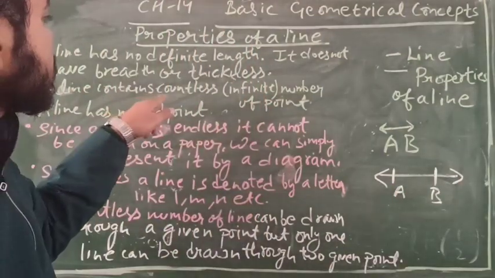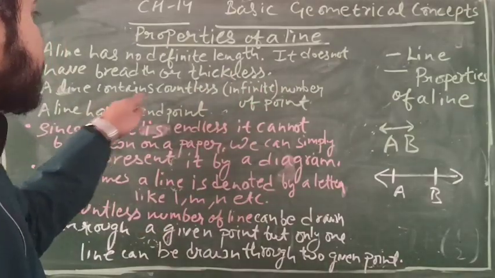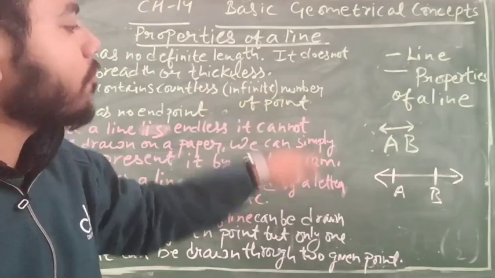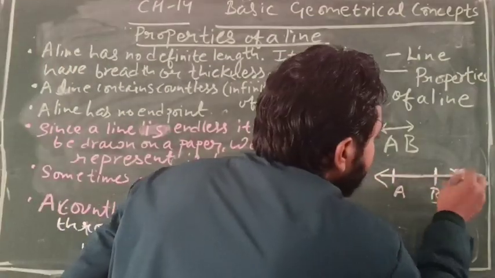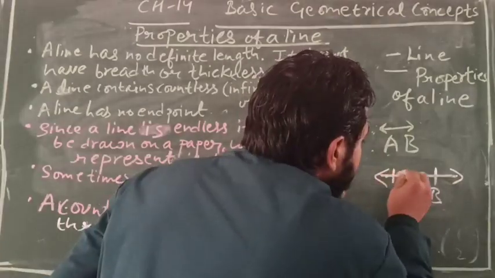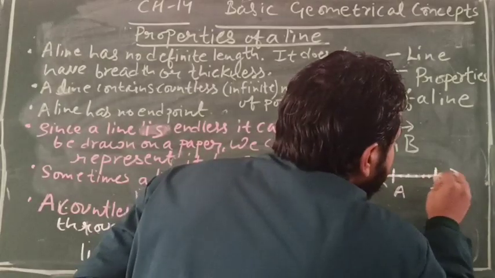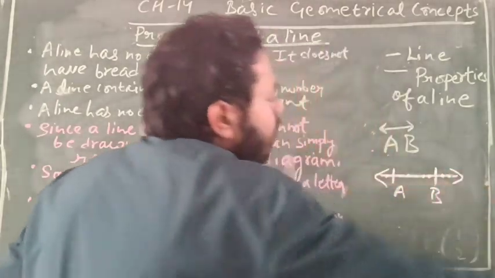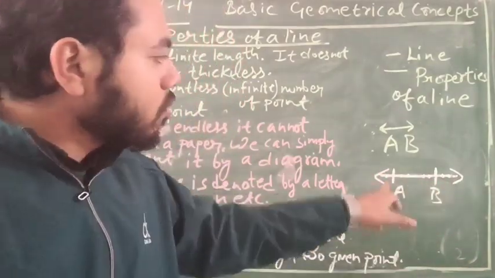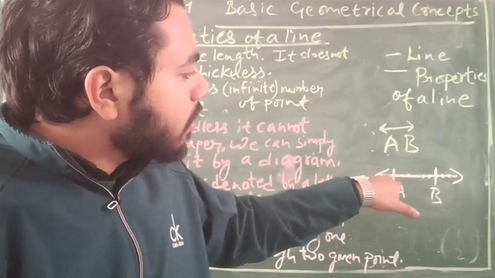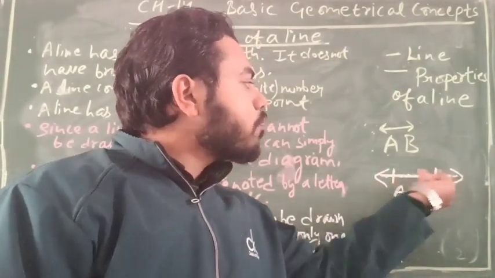A line contains countless, infinite number of points. Here you see that it contains a countless number of points. We cannot count them. In the line AB there are many countless points.